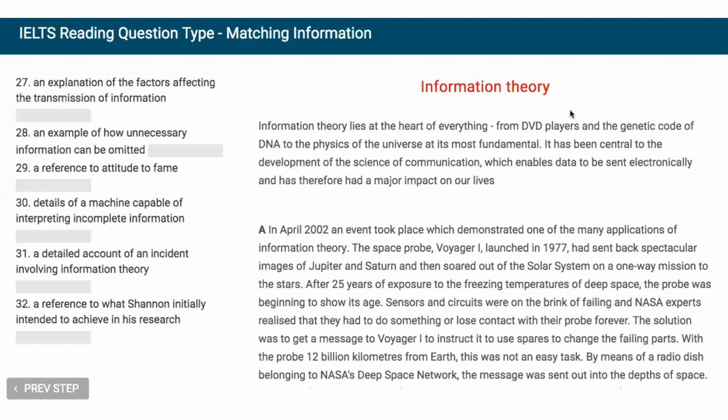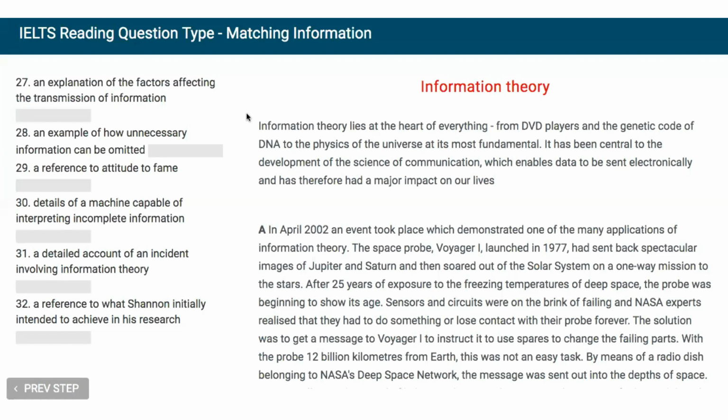Today, we're going to focus on the matching information question type. And this is quite an infamous question type. A lot of students do not like the matching information questions because they tend to be very specific and there's a lot of information to go through. But don't worry, I'm going to take you on a journey with this IELTS question type, and we're going to look at some common tricks, some great tips, and I'll take you through a step-by-step example.